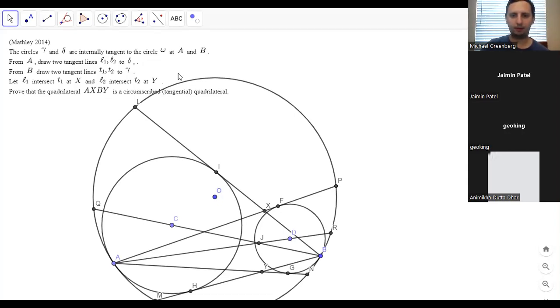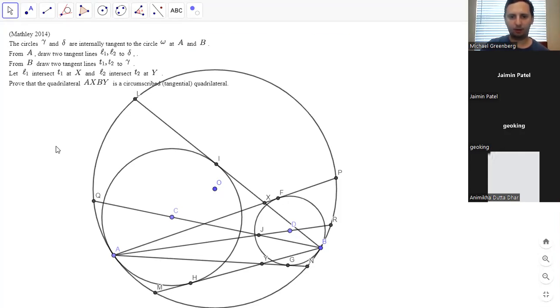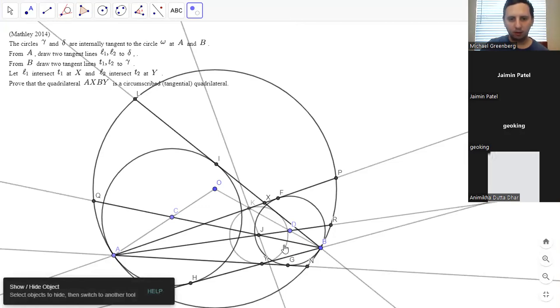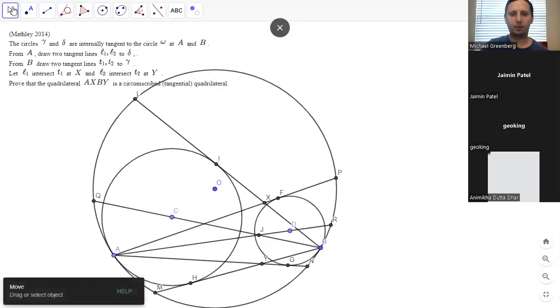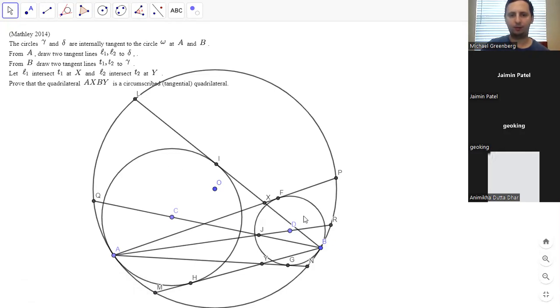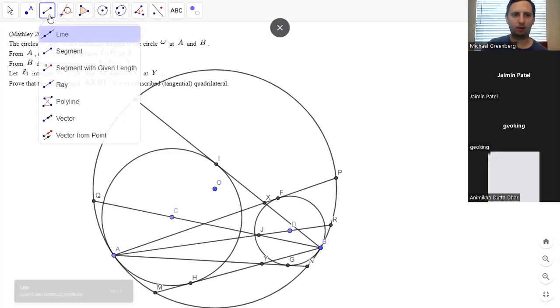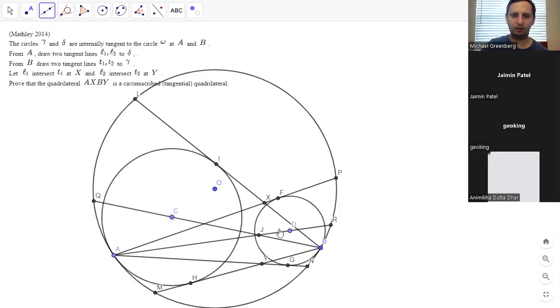B must be the homothetic center of CJ, and A must be the homothetic center of JD. So is J the point circle at J? Oh, you mean the circle that I hid. Okay. So maybe there's some theorem if we have two homotheties. I wonder what the homothetic center of these two circles is. It's going to lie on line CB.